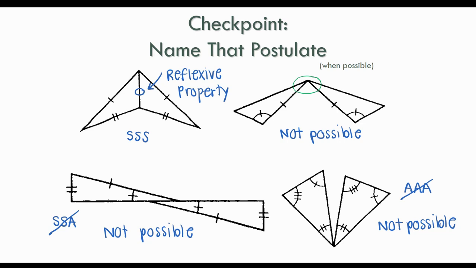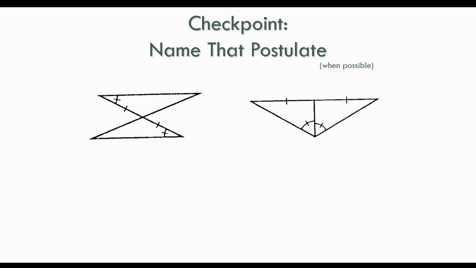If I look at the next one, I have three markings, but I have two sides and an angle right next to it. So that one is not possible. And then here we've got three angles. Angle, angle, angle is not possible. Go ahead and pause the video again and see if you can come up with my answers for these two pictures.